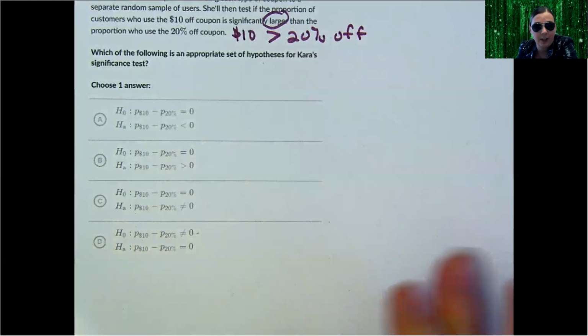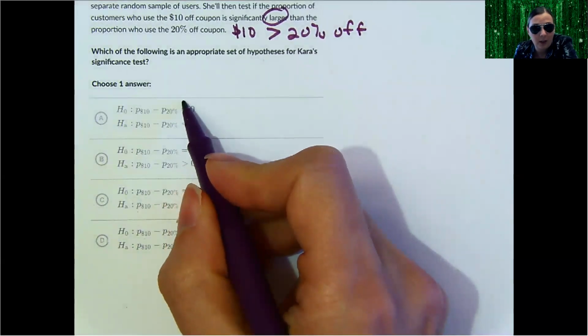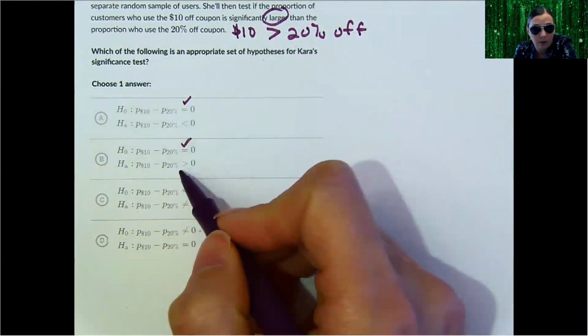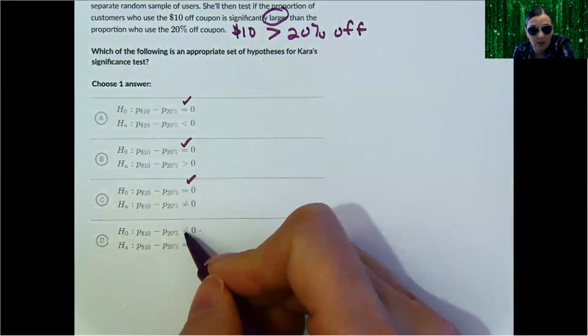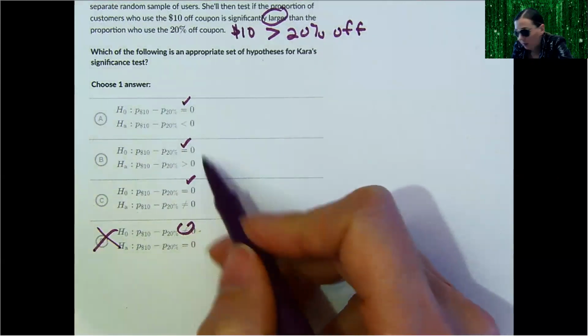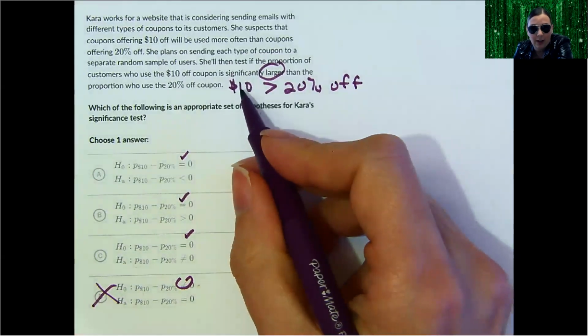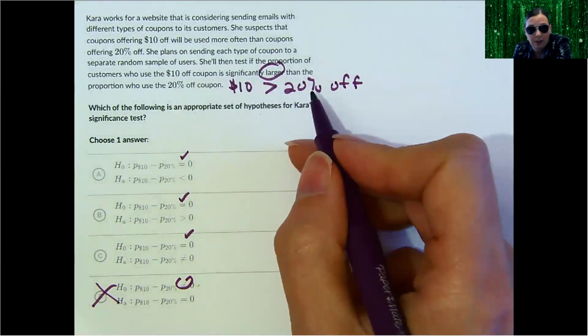Look at your options, see if we can't narrow it down just by looking. The null hypothesis must be an equal to symbol. So it looks like D-dog is eliminated. All right, so we wrote it this way, $10 greater than 20% off.